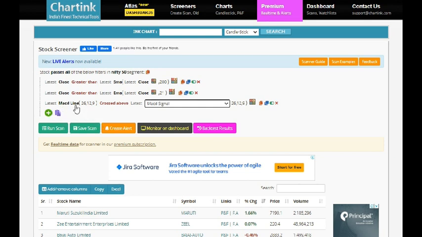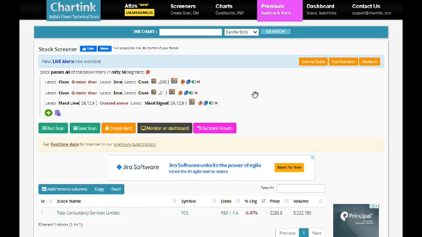So the MACD line has crossed above the latest MACD signal. So this is the strategy. These two lines over here, this is the strategy. If you have any other strategy, you can use the same screener as I have just showed you how to use the filters. You have to do the same thing with your strategy, and you need to run the scan.